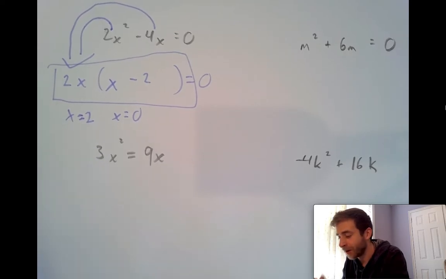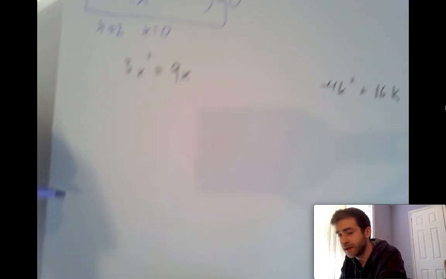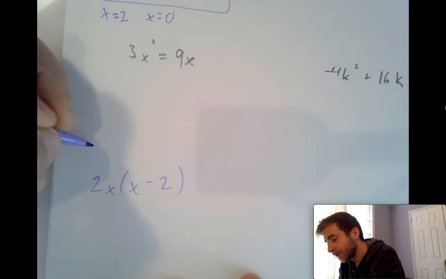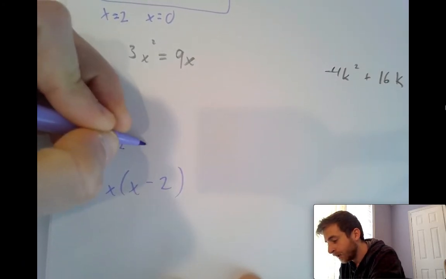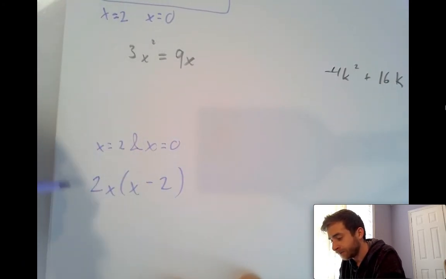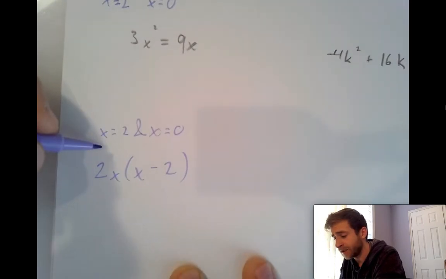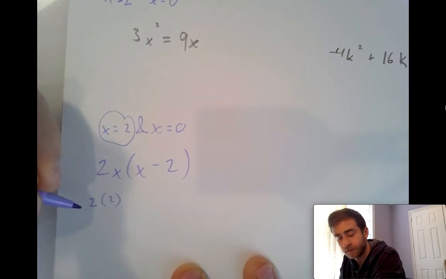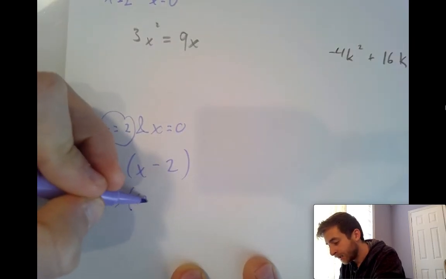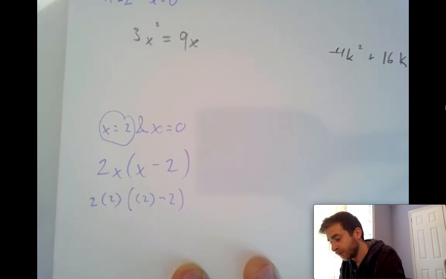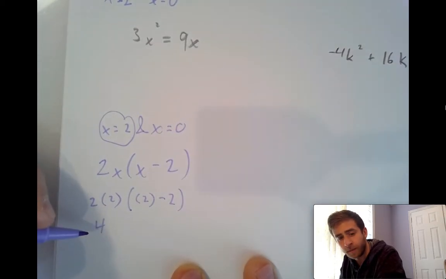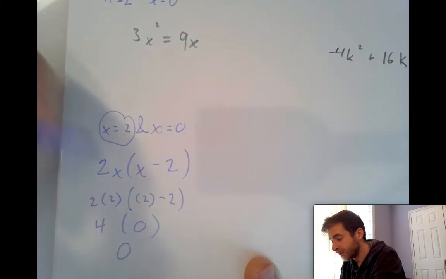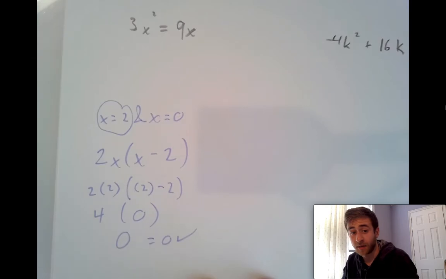I can plug each of these in if you want to see, just so we can see the full thing, right? So we said that the solutions were x equals 2 and x equals 0. If I plug in x equals 2, I'll do 2 parentheses 2, and then in a smaller parentheses here, minus 2. 2 times 2 is 4. 2 minus 2 is 0. 4 times 0 is 0. And that checks out, right?